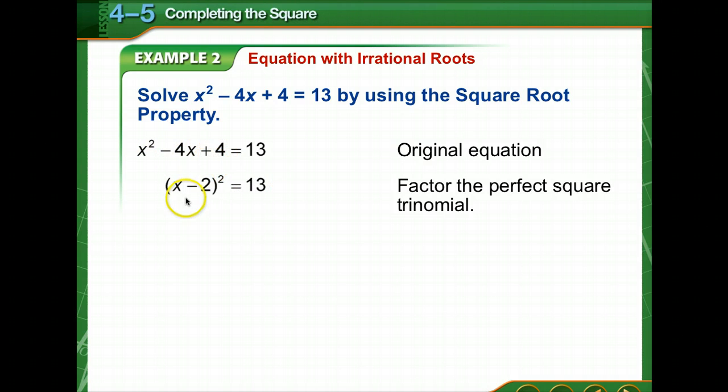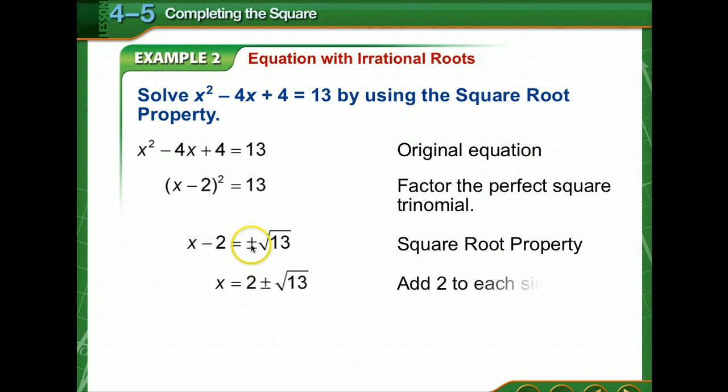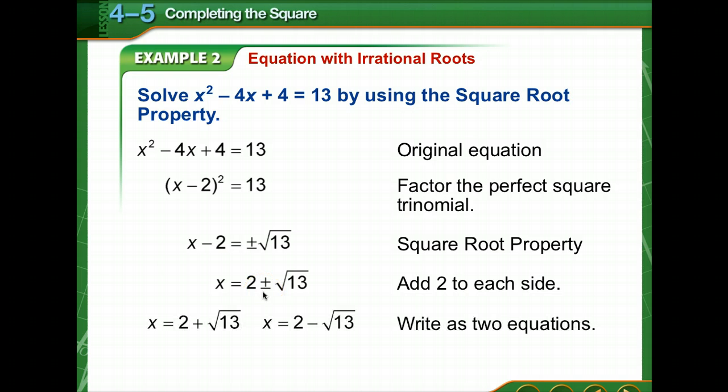This is a perfect square trinomial. x minus 2 squared is equal to 13. We take the square root of both sides. Don't forget your plus or minus. We're going to add 2 to both sides. So we end up with x is equal to 2 plus or minus square root of 13. So x is equal to 2 plus the square root of 13, and x is equal to 2 minus the square root of 13. So if we use our calculator to find out what the square root of 13 is, we're going to find out that x is approximately equal to, that's what this little squiggle means, 5.61, or x is approximately equal to negative 1.61.